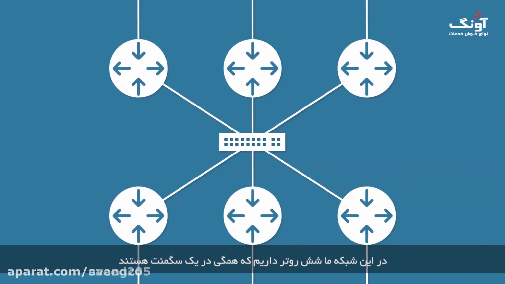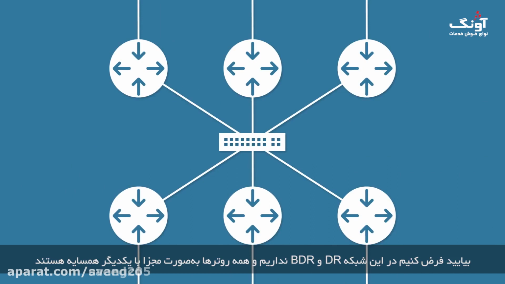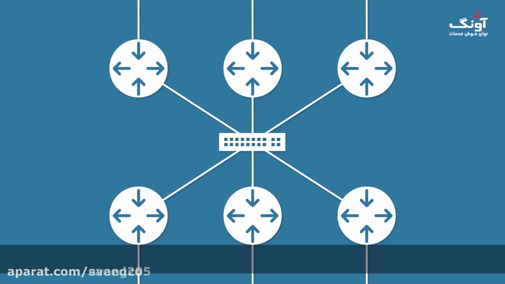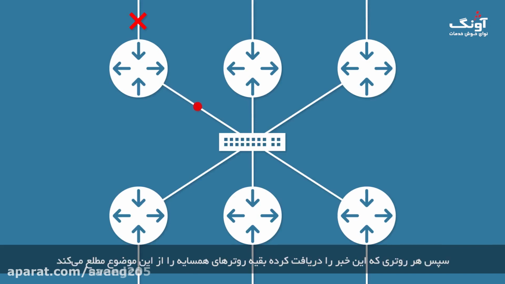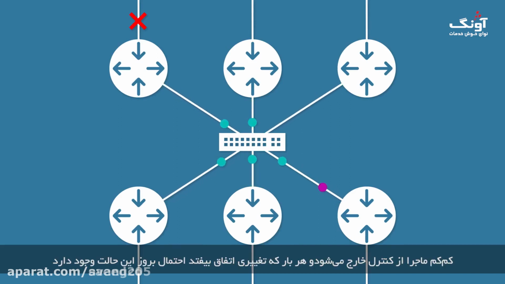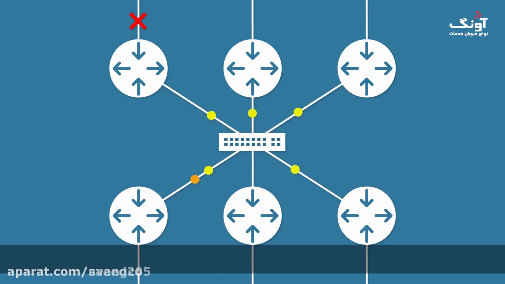In this network, we have 6 routers all connected on the same segment. Let's say we don't have any DRs or BDRs, and all routers become full neighbors with each other. If one link goes down, the affected router will let all the other neighbors know what just happened. Then, each router that receives this update will then tell all of their neighbors. Very quickly, things begin to get a little bit out of control. And this would happen every time a change occurs.